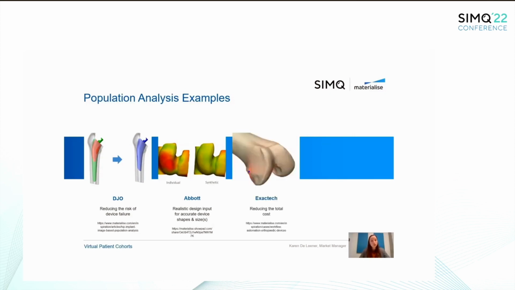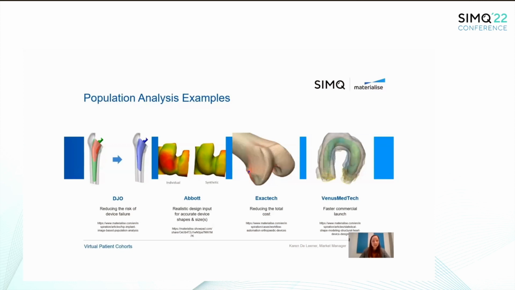Then a third example shows Exactech and how they used the SSM technology to determine the optimal implant design philosophy for total knee replacement. And this led to a cost-effective population-driven device design for them.